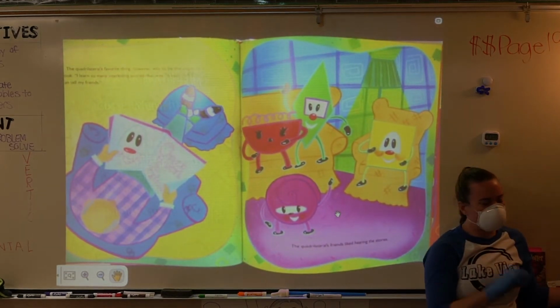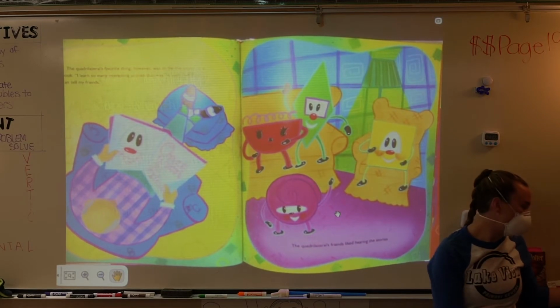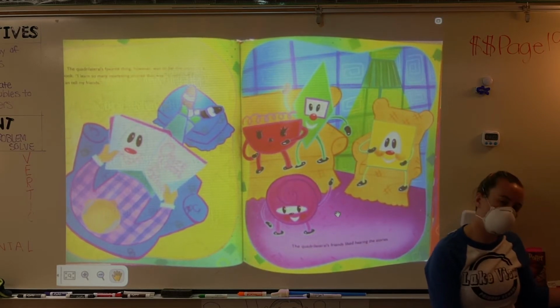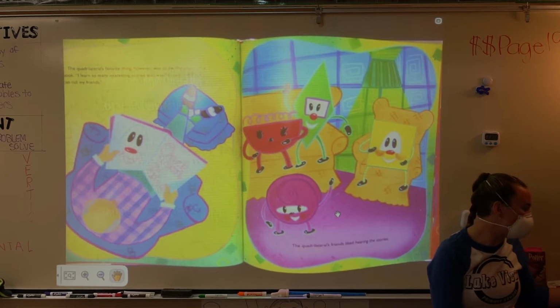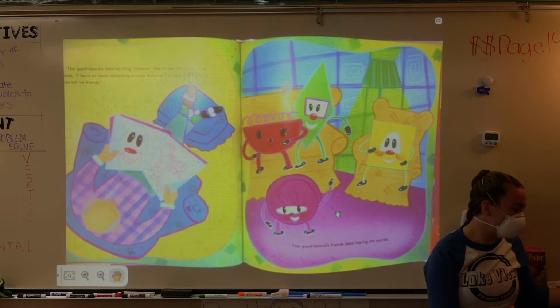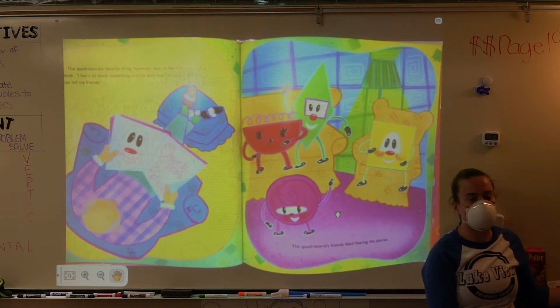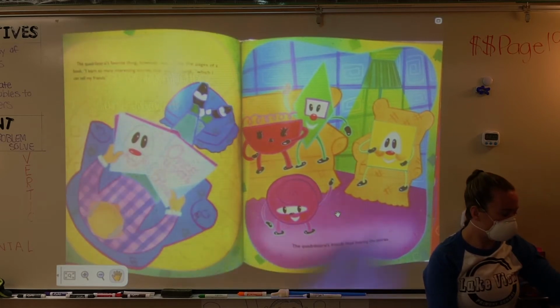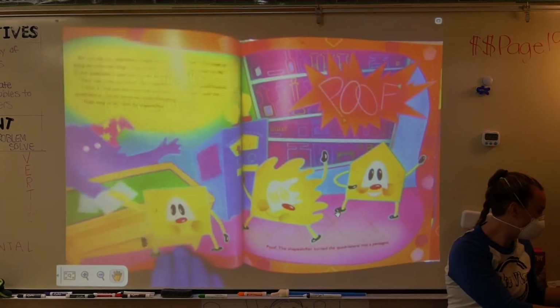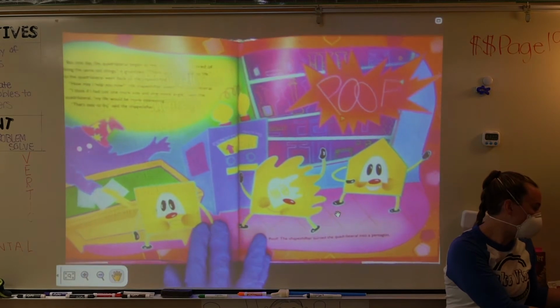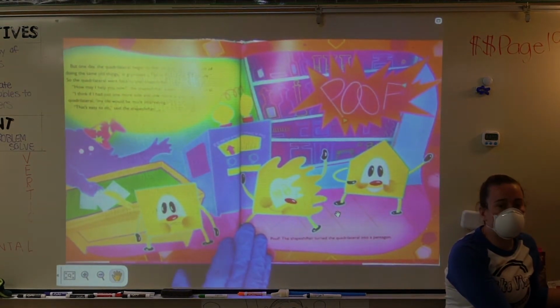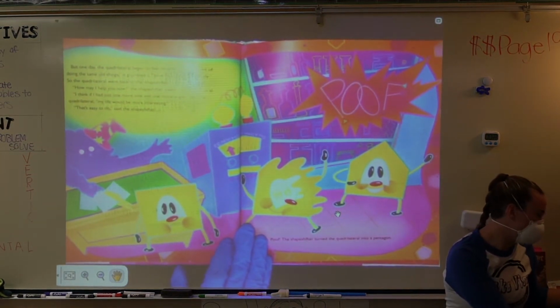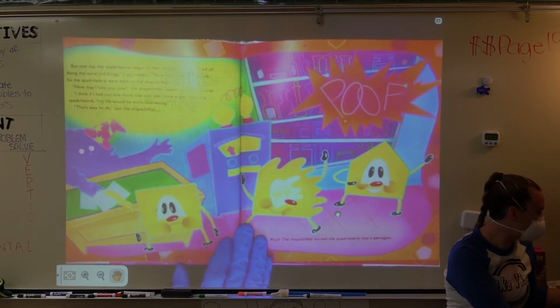The quadrilateral's favorite thing, however, was to be the pages of a book. "I learned so many interesting stories that way," it said, "which I could tell my friends." The quadrilateral's friends liked hearing the stories. But one day, the quadrilateral began to feel dissatisfied. "I'm tired of doing the same old things," it grumbled. "There must be more to life."